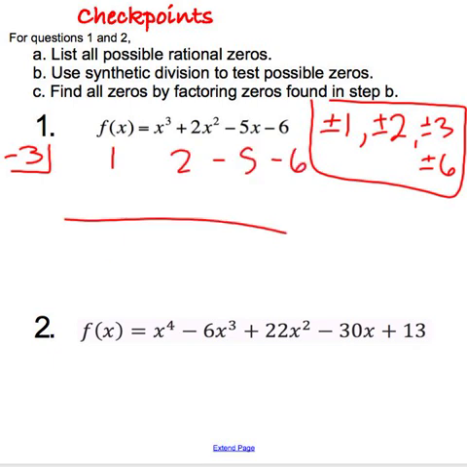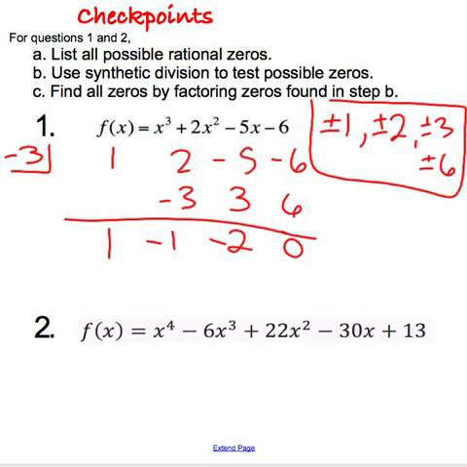Got the 1. Negative 3 times 1 is negative 3. Negative 1. Negative 3 times negative 1 is positive 3. Looking promising here. I'm going to get negative 2. And then negative 3 times negative 2 is positive 6. That gives me a remainder of 0. Okay, so far we found one factor.